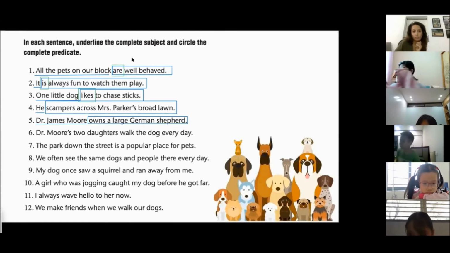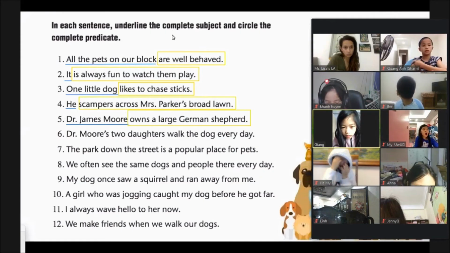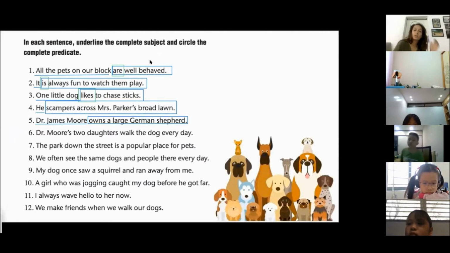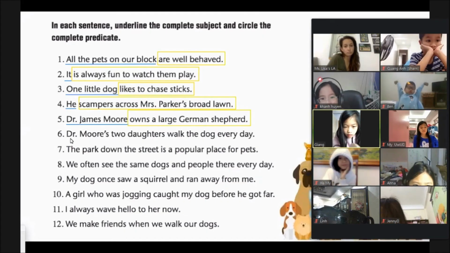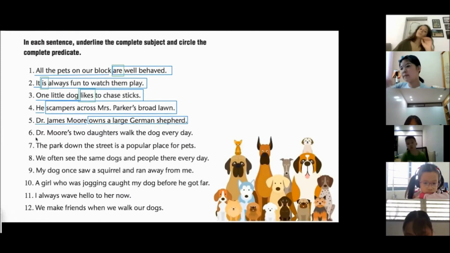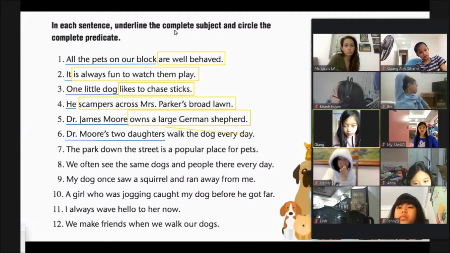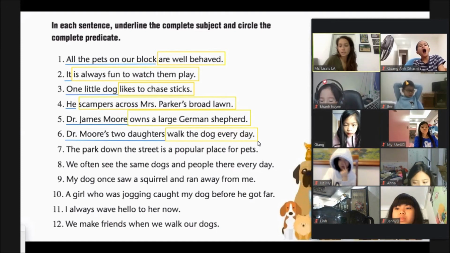Can you read number 6, please? Dr. Moore's 2 daughters walk the dog every day. Okay, what's our complete subject? Dr. Moore's 2 daughters. Okay, so that's our subject. What's our complete predicate? Walk the dog every day. Does this make sense for everyone?